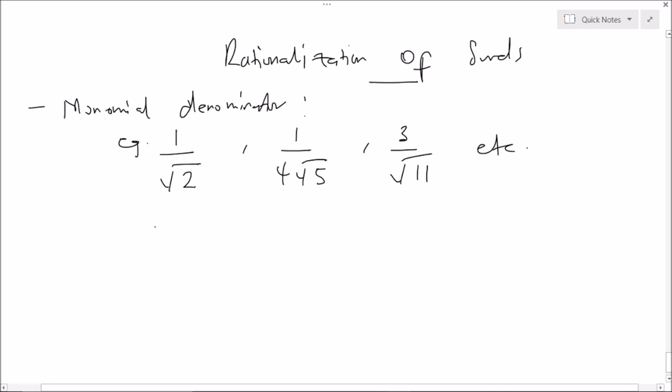So how do we rationalize such a surd? In the first place, all that we do is that we multiply both numerator and denominator by the surd in the denominator. So let's look at that. Let's rationalize the first one, A. So to rationalize 1 over root of 2, we write 1 over root of 2 times root of 2 over root of 2. That is, we multiply both numerator and denominator by root of 2.